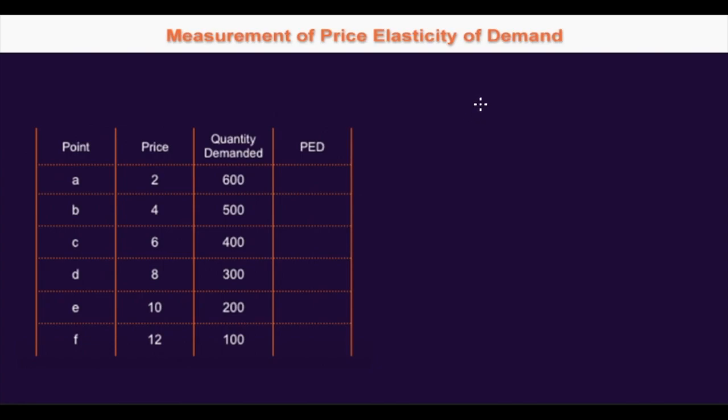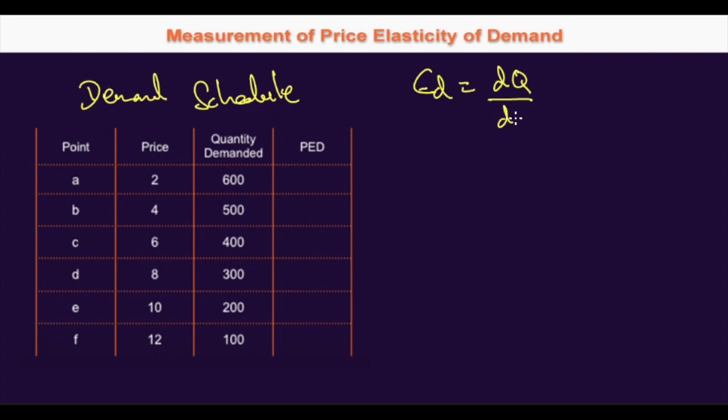In this video, we will look at an example on how to calculate point price elasticity of demand for a given demand schedule. As you can see, for point price elasticity for a specific point, there are a number of points given in this demand schedule, and we would need to calculate the price elasticity of demand for the respective points. As you know, the equation to calculate price elasticity of demand is dQ over dP times P over Q.